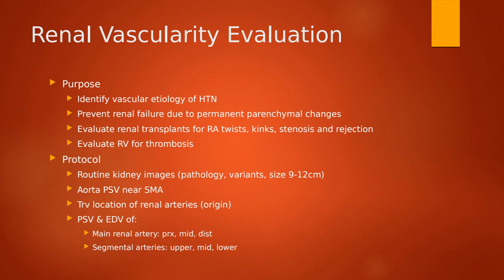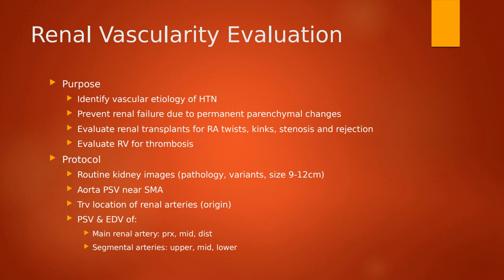So protocol for this, we're doing a routine kidney exam. We're looking for size measurements. We're looking at the echogenicity. We're looking at the shape of it. So we're looking for variance, pathology, standard routine kidney protocol. We're then going and looking at our aorta. So right at the level of the SMA, we want to be taking a peak systolic velocity measurement of the aorta.